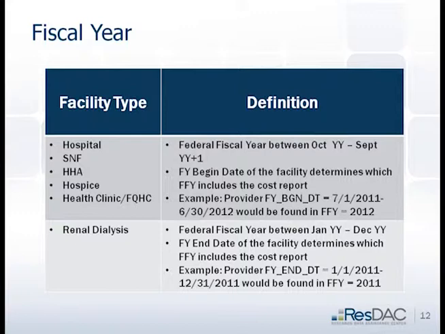Renal dialysis is different. So if you're working with this group, it's different. CMS's renal department defines their fiscal year on the calendar year, so January through December. And then further, not only do they define their fiscal year differently, they also chose to select the end dates for the provider cost reports as the determining factor as to what year it belongs to. So renal is completely different and uses the calendar year and then bases it off of the provider's end date to determine where you'd find the cost report.